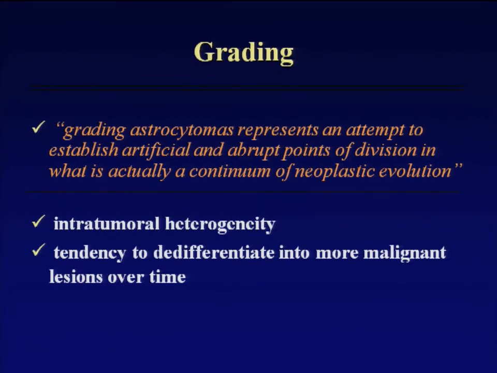First of all, the intratumoral heterogeneous composition, and this is very important. Those tumors tend to differentiate into more malignant lesions over time. So in the ideal situation, to have the correct grade is to get the biopsy from the most malignant part of the tumor. And the most helpful tool for this is radiology, neuroradiology, and perfusion imaging.